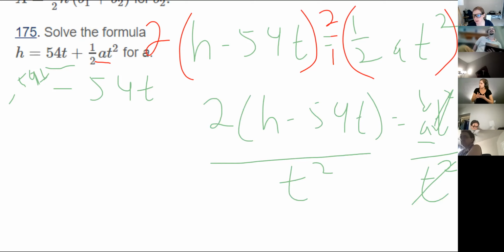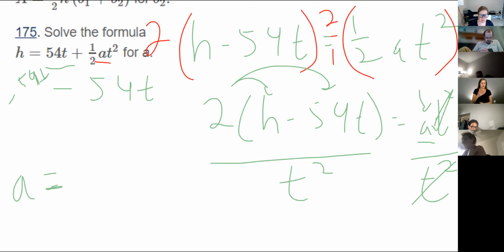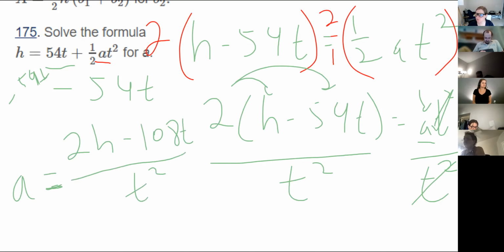I would say with test one being this week, I would give them credit for it this week, but once we start factoring, they won't get full credit unless they factor it out properly. You might be tempted to distribute that. Don't. If you did, that's fine. 108t over t squared. I think there's no change if you distribute the 2 or leave it the way it is. It's the same thing, I think, right? Yeah.